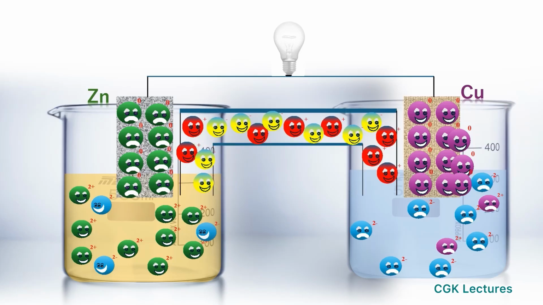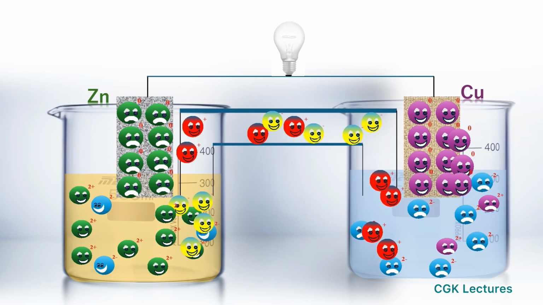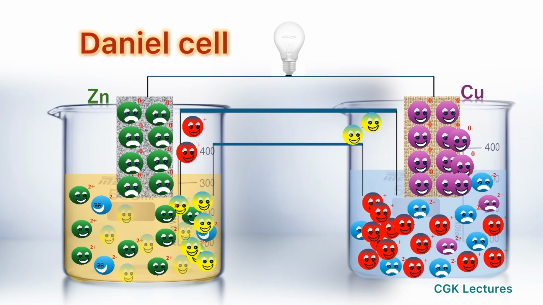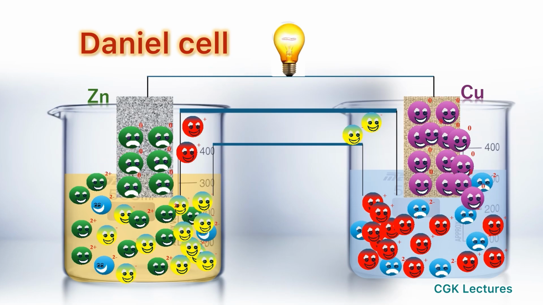A device used to convert the chemical energy produced in a redox reaction into electrical energy is called a galvanic cell, also known as a voltaic cell. The Daniell cell is a well-known example of a galvanic cell, and is the easiest and most fundamental cell to understand. Let's take a look at this animation to understand how this cell produces voltage and current flow.